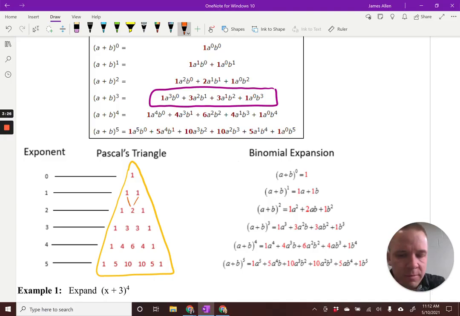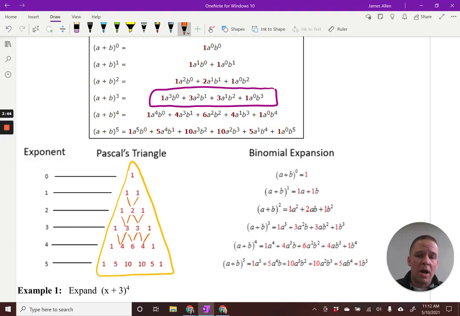1 plus 1 gives me 2, right? And then 1 plus 2 gives me 3. 2 plus 1 gives me 3. And then 1 plus 3 gives me 4. 3 plus 3 gives me 6. 3 plus 1 gives me 4. So on and so forth. Okay, so we see how that trickles down. All right, that's how this triangle is formed.